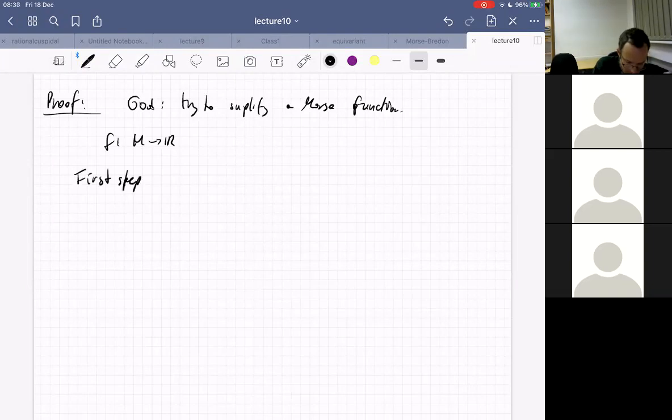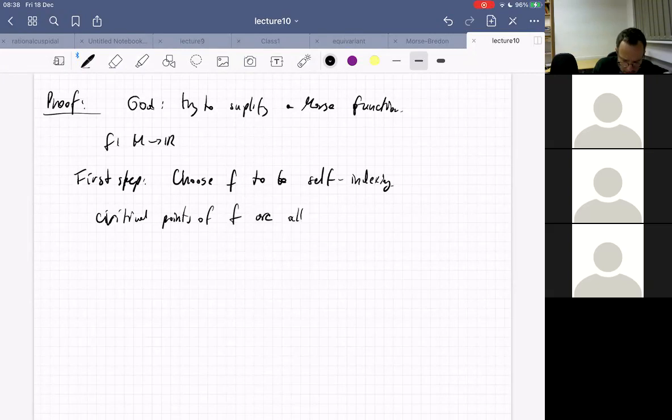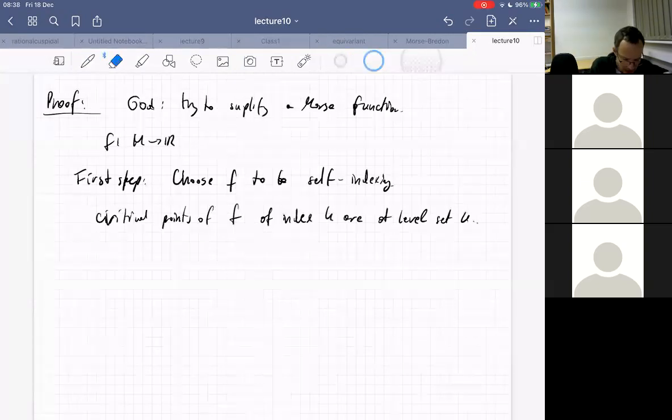First step, choose f to be self-indexing. That is, critical points of f of index k are at level set k, or level set f inverse of k. So this is the first step, and this is what we have already done. So this is checked.